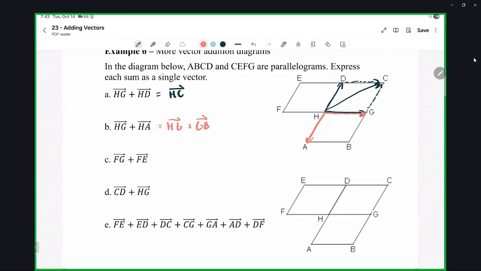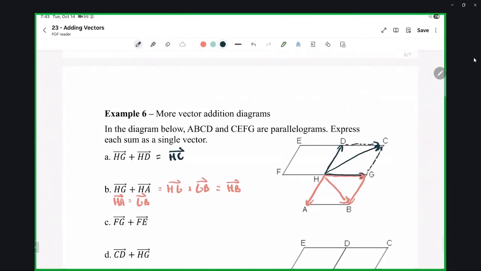Because we note that vector HA is equal to vector GB. Okay. And we get our answer that the answer to this should be HB.